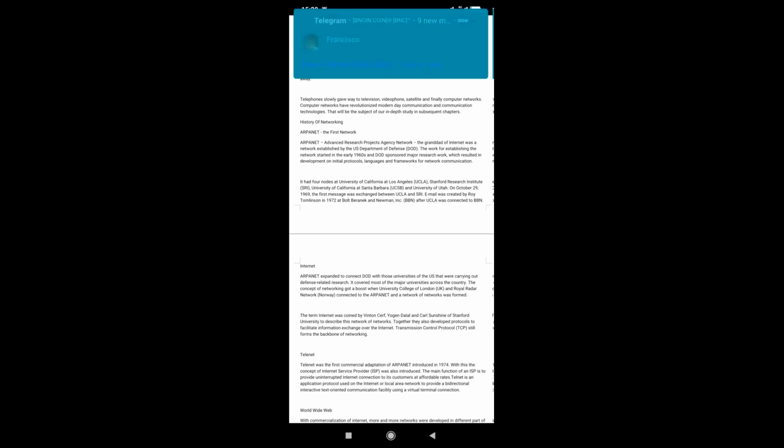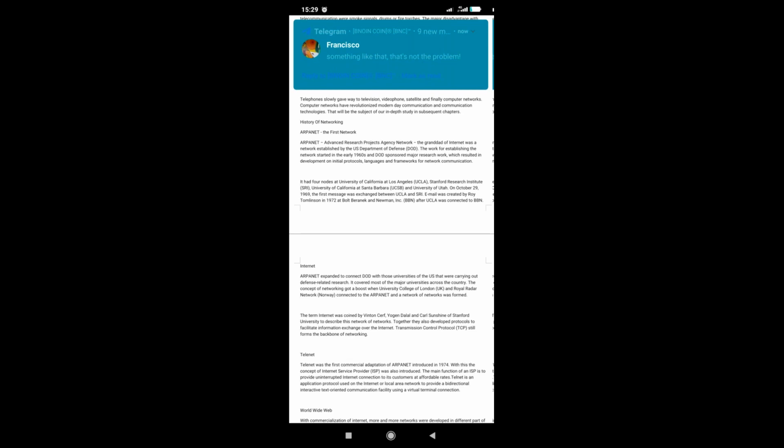All of these were being encompassed. DoD was the first to create the first network. Then the second means of communication is what we call the internet. It is called the internet because it was expanded from the ARPANET.